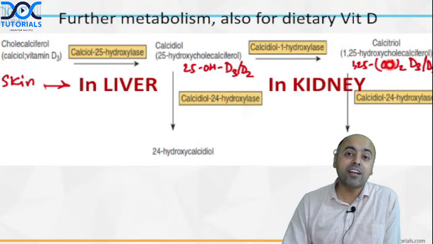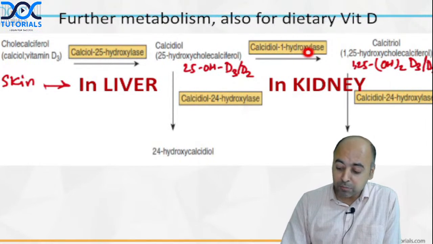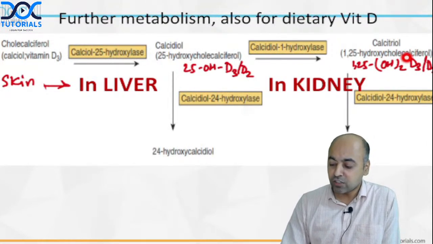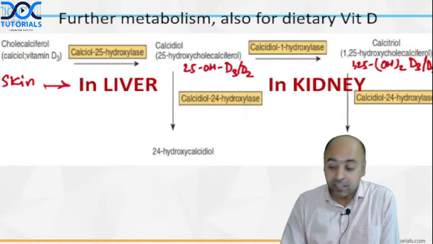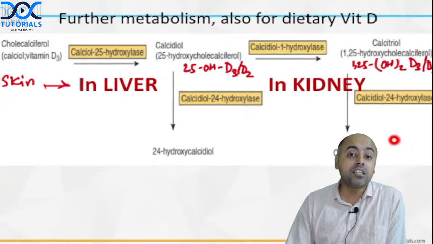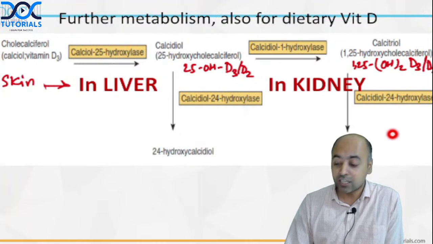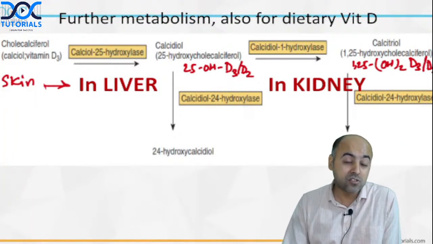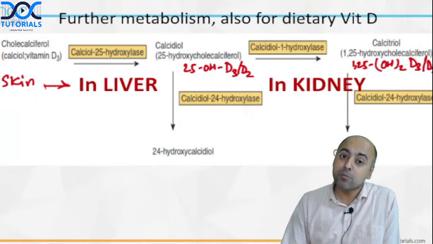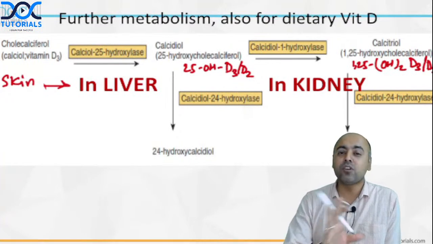If the 1,25 dihydroxy form is decreased, then the problem is in the 1-hydroxylase. But if the 1,25 dihydroxy form is adequate, then the problem is in the receptor, in which case we call it vitamin D resistant rickets. Okay, so the treatment for that will be different. It is mostly symptomatic, we can't do much.